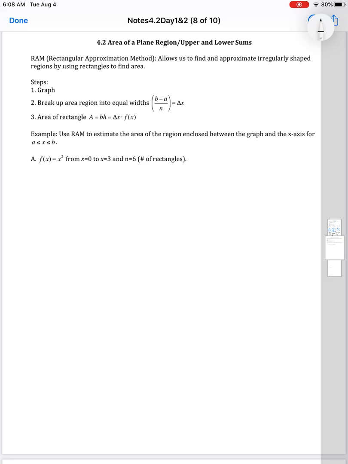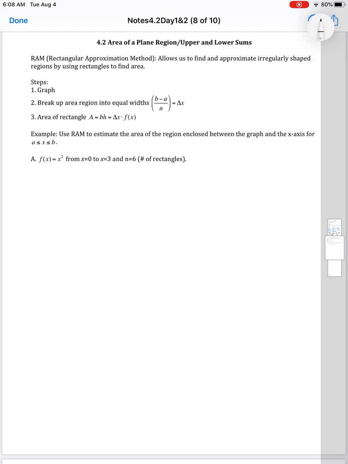Step 1, we want to graph it. And it's either going to be on an actual coordinate plane, or you can actually do a number line effect. We're going to break up the area regions into equal widths, which are equal to delta x equals b minus a over n. And then we're going to create a formula. Now, area of a rectangle, we know the formula is base times height, but they're going to be looking a little bit different. So now it's going to be delta x times f of x.